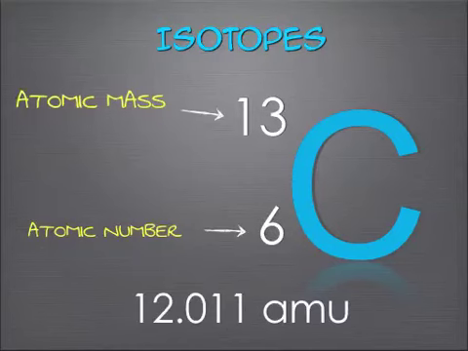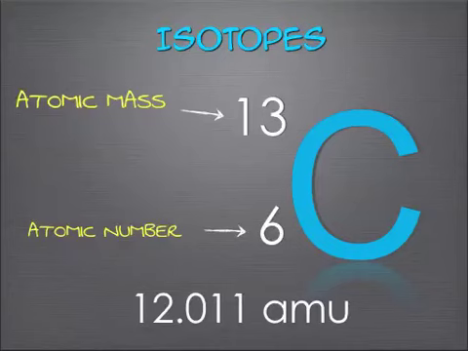It's just a different amount of neutrons. So if I gave you this on a test, I would ask you, how many neutrons does carbon 13 have? And you would say 7, because 6 plus 7 is 13.